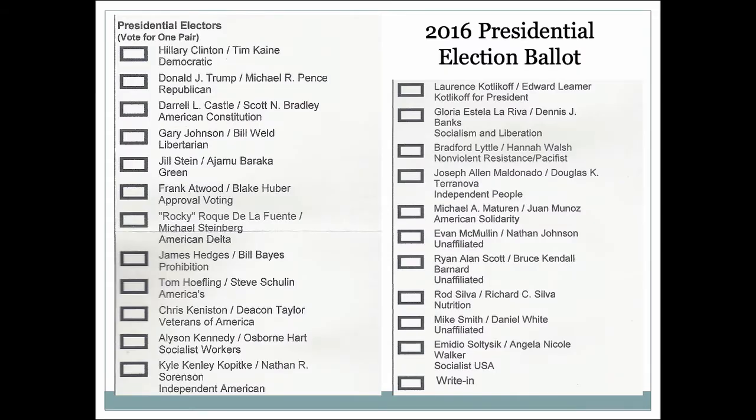And here you can see the actual presidential election ballot from 2016. And you can see in the upper left, there we have the two major political parties, the Democrats and the Republicans. But you can see there are at least 12 other political parties all offering somebody as a candidate for that same office. American Constitution, Libertarian, Green, the Independent People, the Nonviolent Resistance or Pacifist Party. So again, you don't have to join any party. You don't even have to join the two big ones. There are many parties out there that have nuanced beliefs on many different issues.